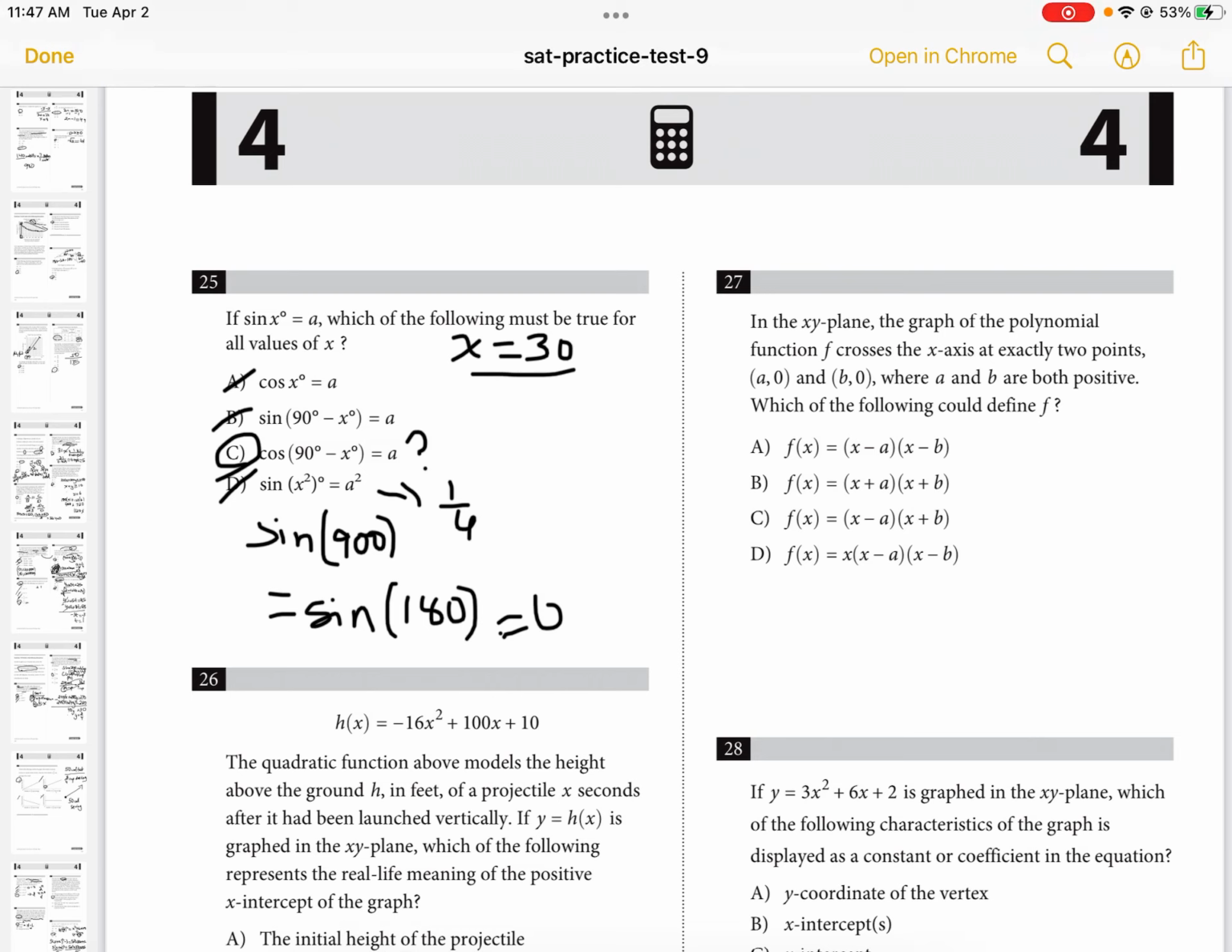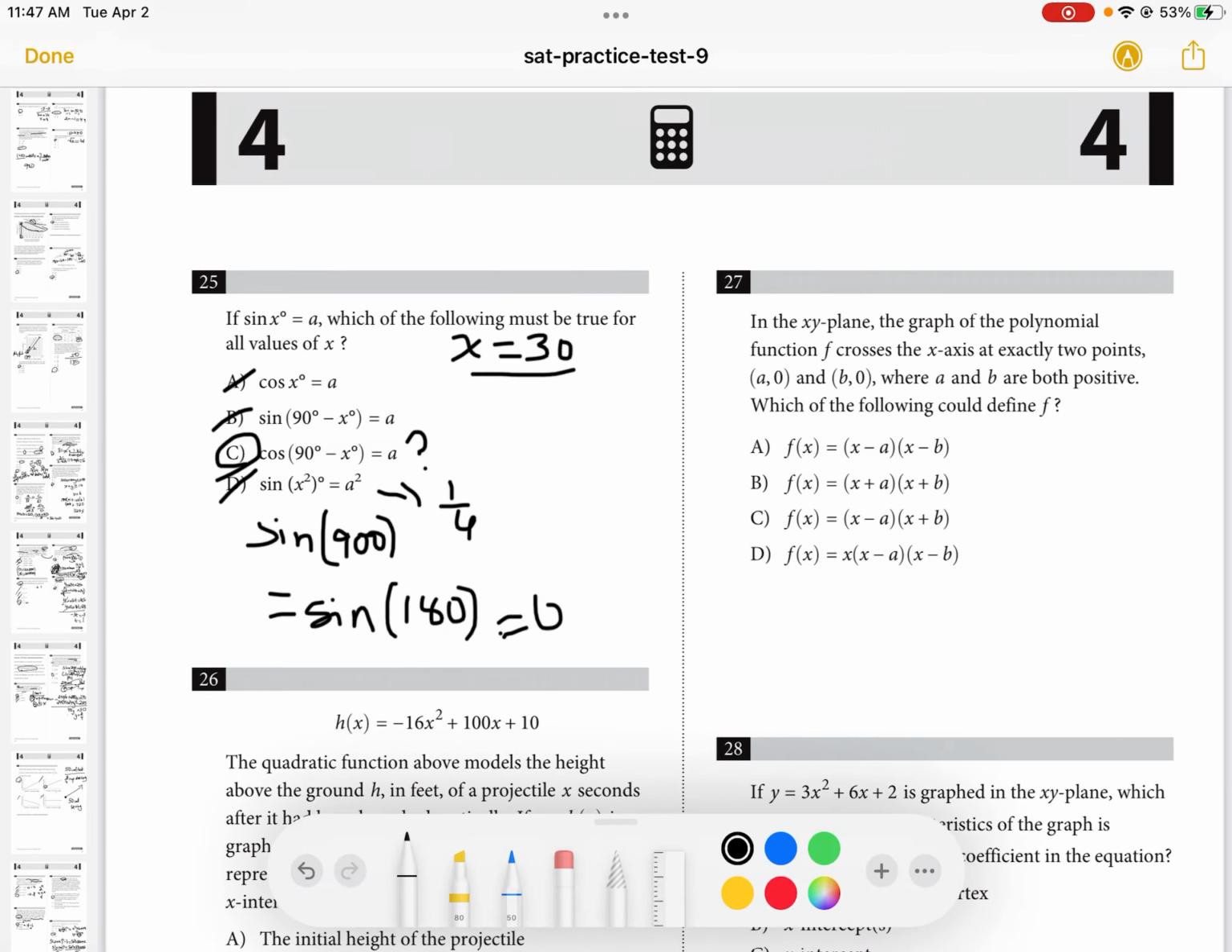Number 27. In the xy plane, the graph of the polynomial function f crosses the x-axis at exactly 2 points, a, 0 and b, 0, where a and b are both positive. Which of the following could define f? So when we plug in x equals a and x equals b, we should get 0 both times. Let's check for each function. When we plug in x equals a here, this first term is 0, so this will be 0. When we plug in x equals b, the second term will be 0, so that's also 0 in both cases. So A is probably our answer, but let's check.